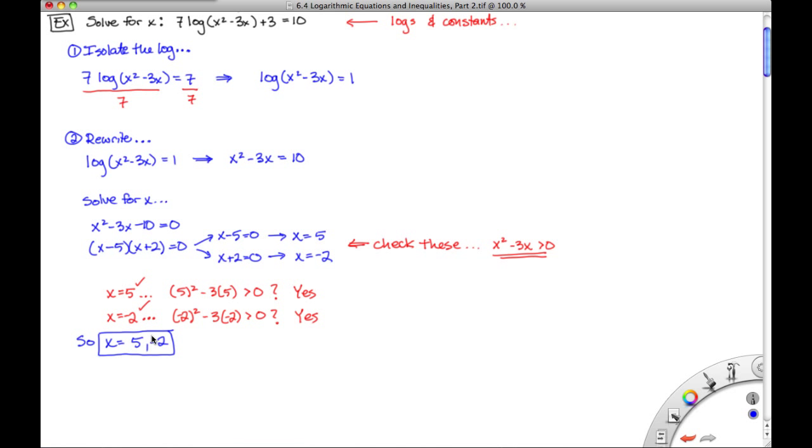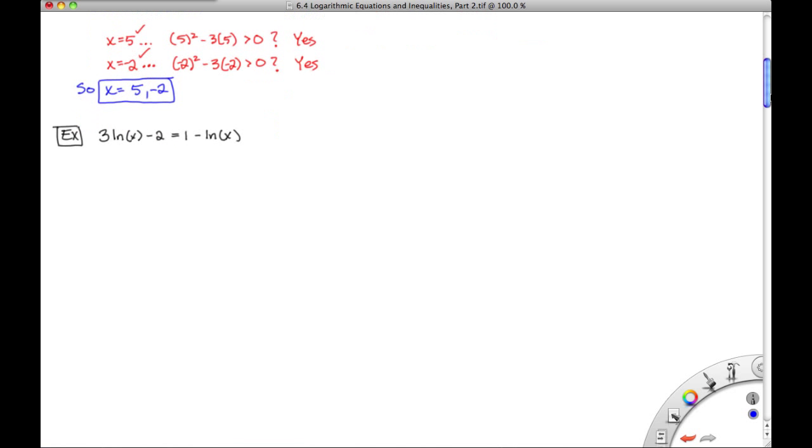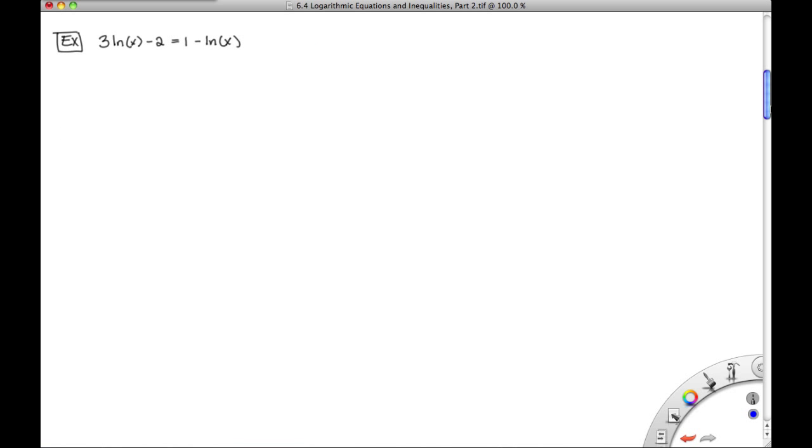Very important steps. Okay, so let's try the next one that I wanted to work through. Okay, so this is a little off. So let me just move this really quickly. All right, so we are looking at this one next. So we're going to solve this for x. We've got 3 times the ln of x minus 2 is equal to 1 minus the ln of x.